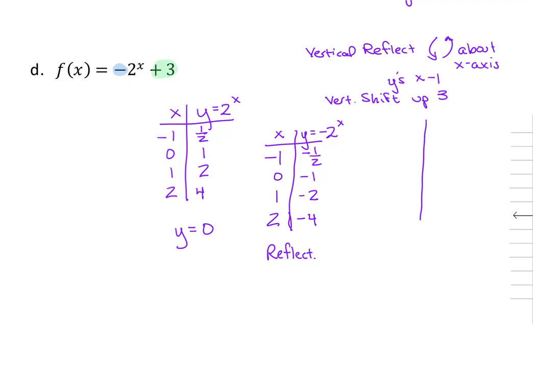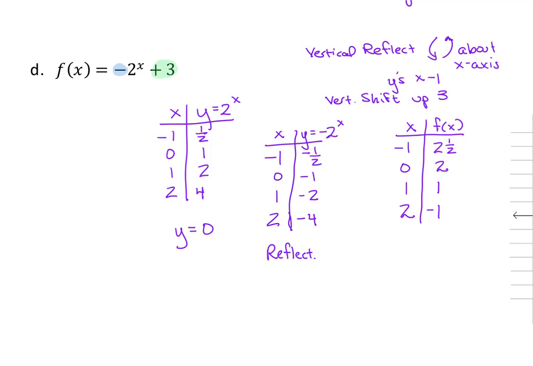All right, and then we're going to go ahead and go to our final table. What we're going to do is our shift now. Again, our x's are going to stay the same, -1, 0, 1, 2. And we want to add 3 onto each one of these numbers. And so if we do -1/2 plus 3, we get 2.5. -1 plus 3 is 2. -2 plus 3 is 1. And -4 plus 3 is -1.